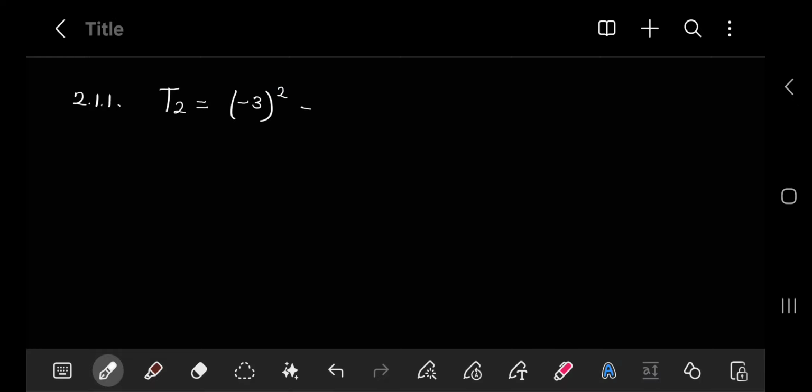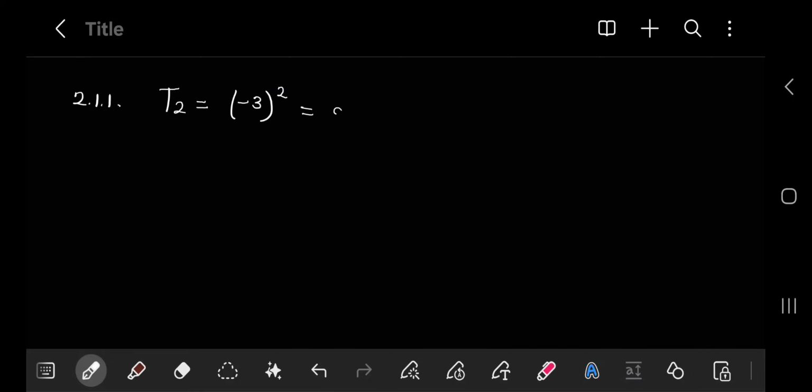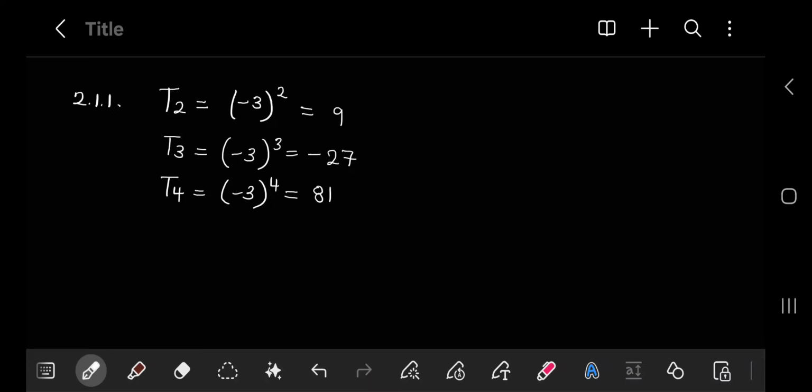So this is going to be negative 3 all squared, which will give you 9. Then we're going to have negative 3 all cubed. That is going to be negative 27. And then negative 3 to the power 4. That is going to be a positive 81. So those are the first 3 terms.